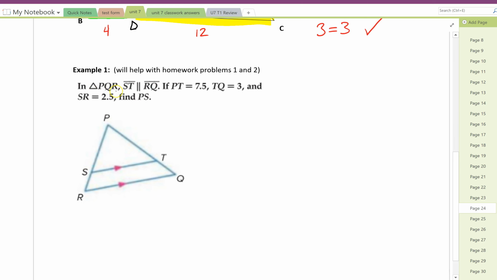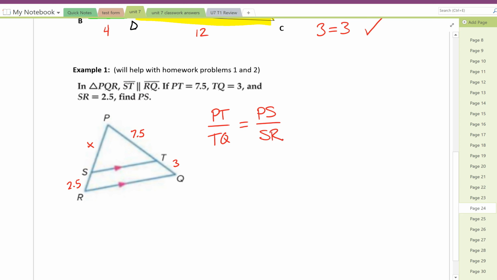It says in triangle PQR, so that's like the big triangle here, ST is parallel to RQ. And then it says PT is 7.5, TQ is 3, and SR is 2.5. It wants us to find PS, which is that one right there. Well, since I have parallel lines in the triangle, what I know is that the relationship between PT and TQ has to be the same as the relationship between PS and SR.